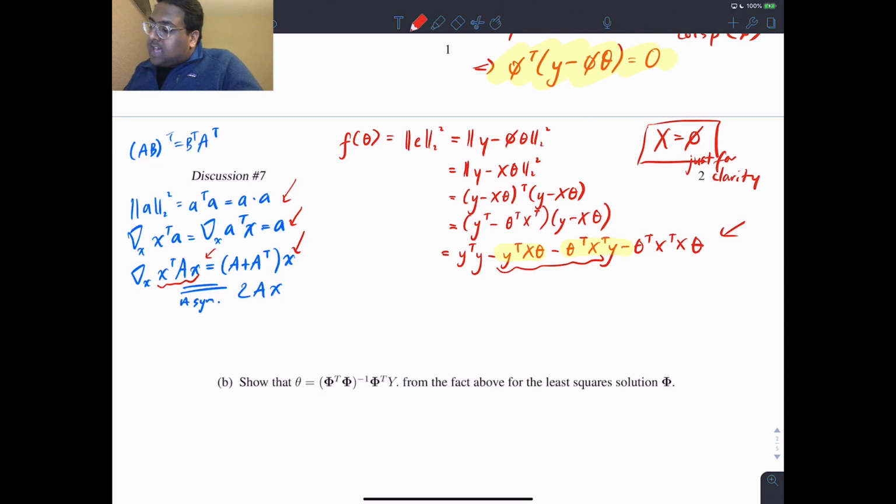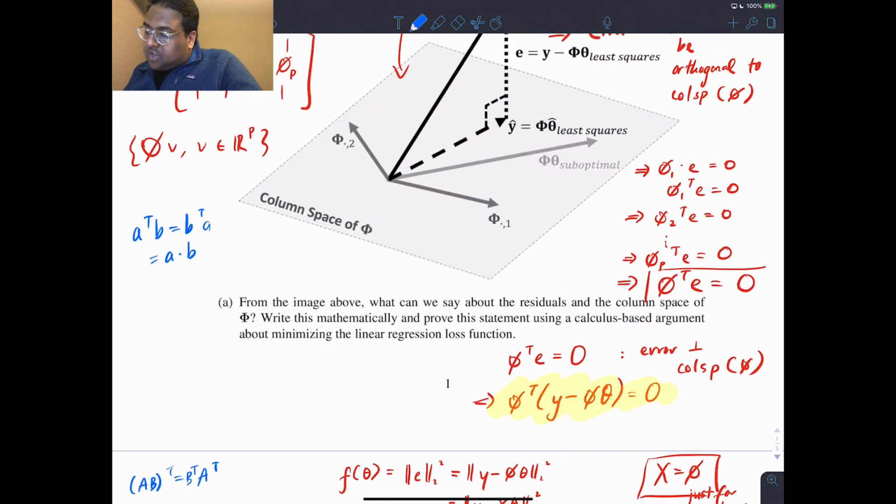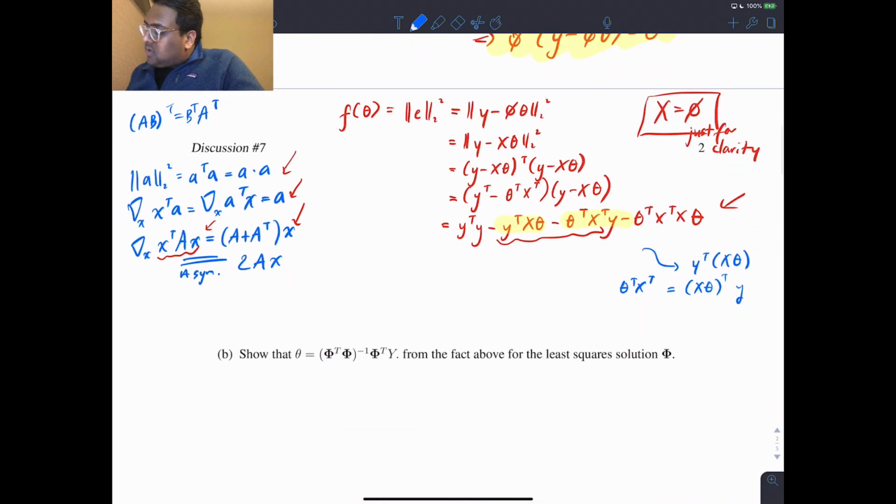Okay, and so let's look at that. It turns out they're both actually the same dot product. One is y transpose x theta, and the other is x theta transpose y, just expanded out in the other way as theta transpose x transpose. But as we discussed over here, those are both equal to the dot product of y and x theta, which is just some scalar. They're both equal to a scalar, and so they have to be the same scalar.